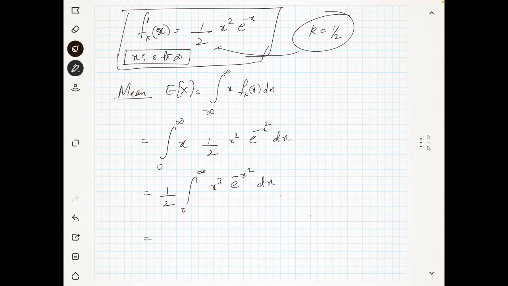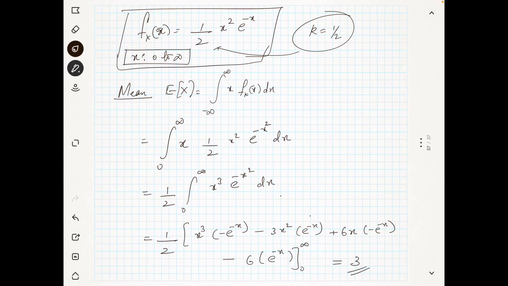If you integrate this one, you will get 1 by 2 integral x cube into minus of e power minus x, minus 3x square into e power minus x, plus 6x into minus of e power minus x, minus 6 into e power minus x, from 0 to infinity, and this answer you will get as 3. This integration you can refer to any textbook, or you can refer to Google to find how to integrate the exponential function.